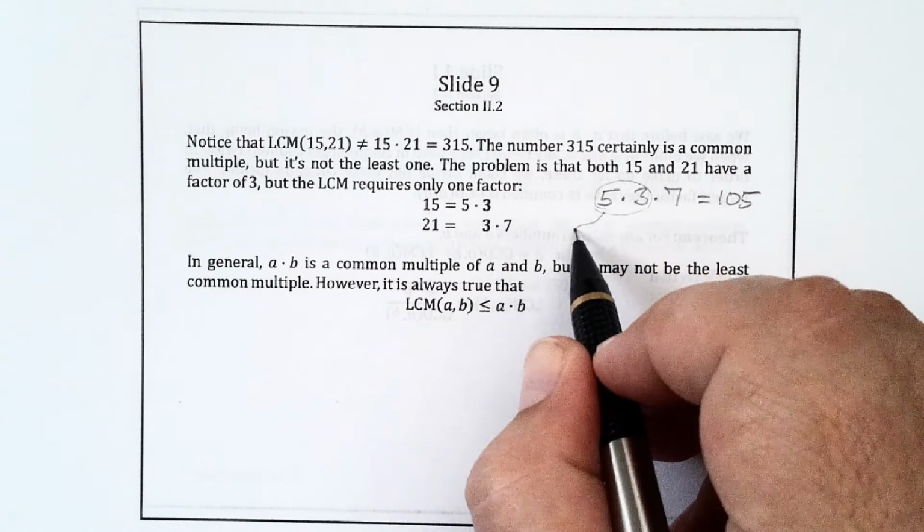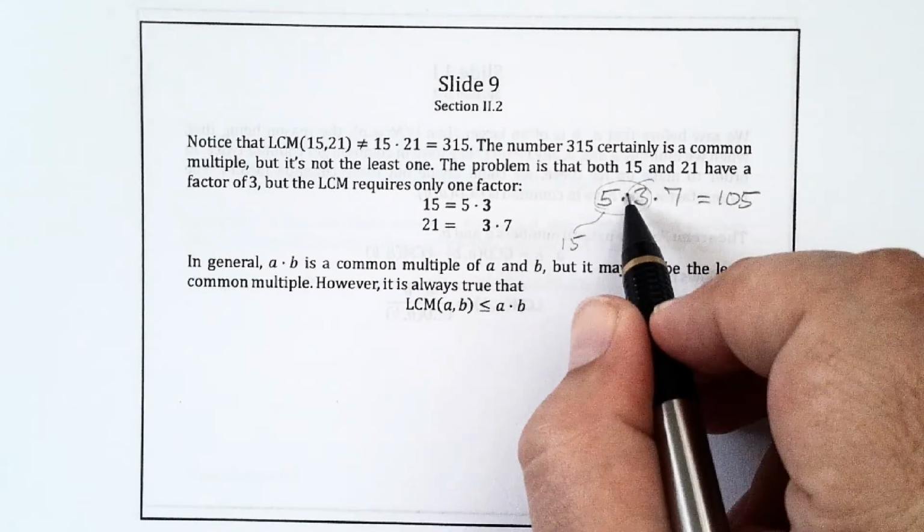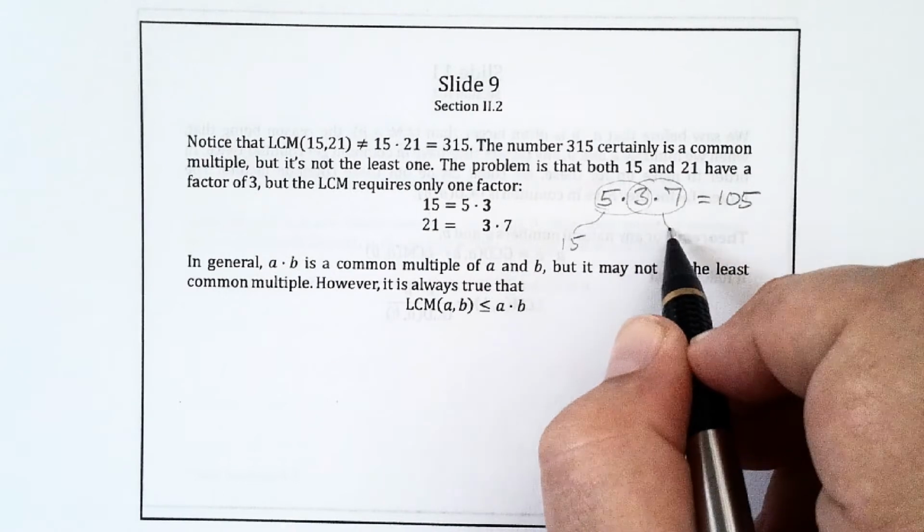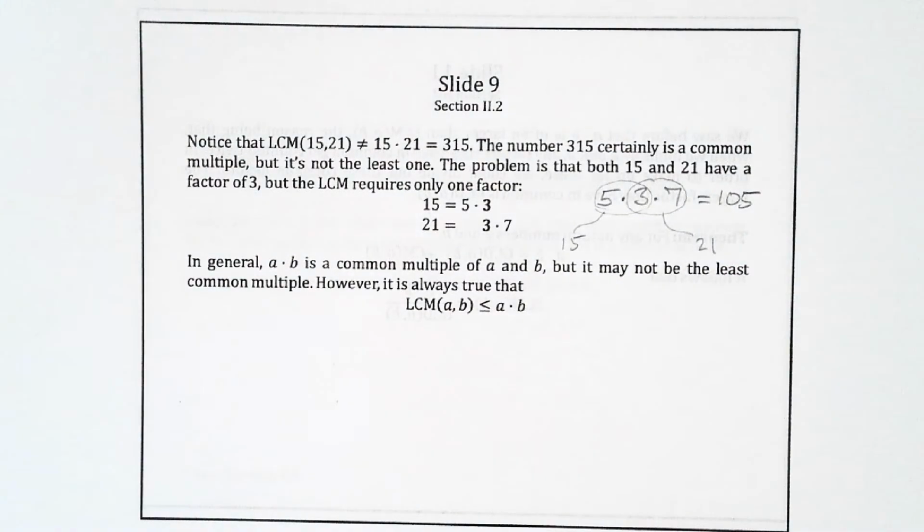5 times 3, that's the 15. The 3 times 7 is the 21. So I can see the two numbers inside of there, but I don't have that extra 3, so that multiple is as small as it could possibly be. So in general, while a times b is always a common multiple of a and b, it is not typically the smallest. Sometimes it is. But what we can say is that the least common multiple is less than or equal to a times b.